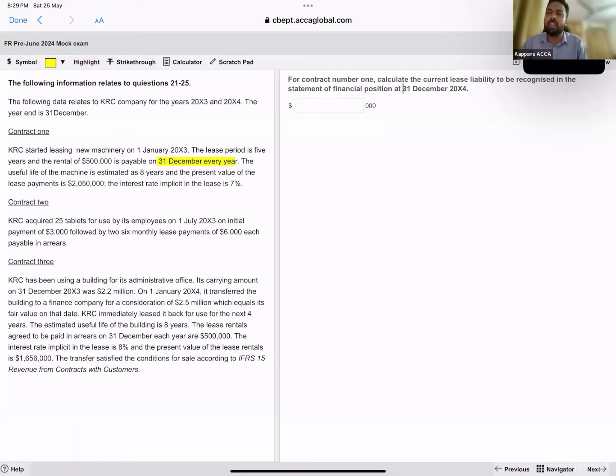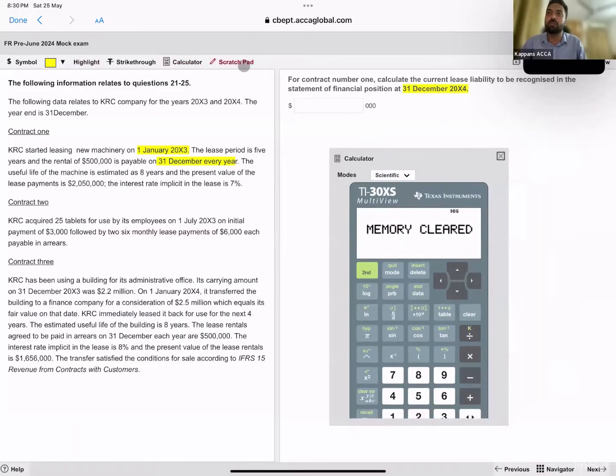And you have to be very careful with the year end. They're asking 31st December X4 and contract 1 was entered on January X3. So the first year ending will be December X3, the second year ending is December X4. So they're asking for the second year current liability. So it will be the difference between the 31st December X4 lease liability and the 31st December X5, the next year lease liability. So let's start preparing the lease liability schedule.